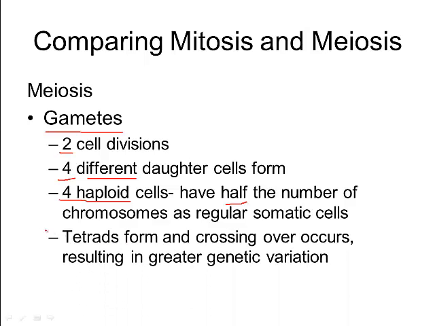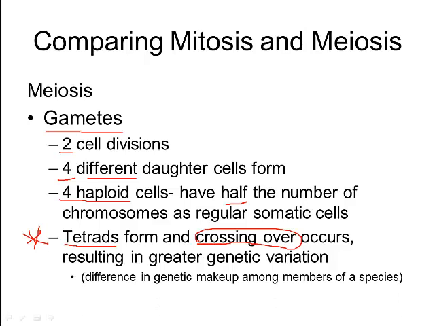Now the big major difference between meiosis and mitosis is this formation of the tetrads and the crossing over. The crossing over is going to give us greater genetic variation, and that greater genetic variation is going to be really good for the species. I talked about that before, that with more genetic variation, the species is more likely to survive changes in the environment. Okay.